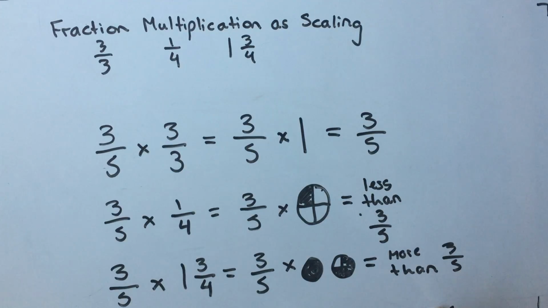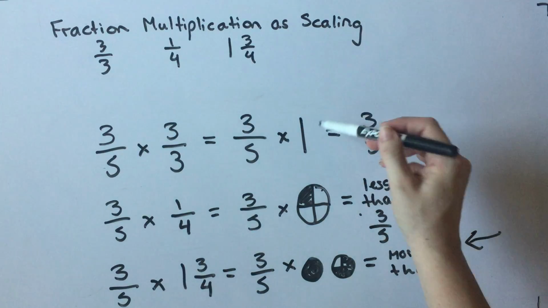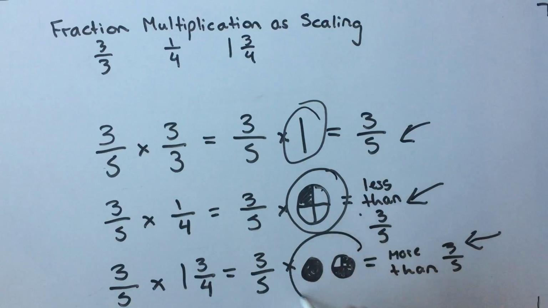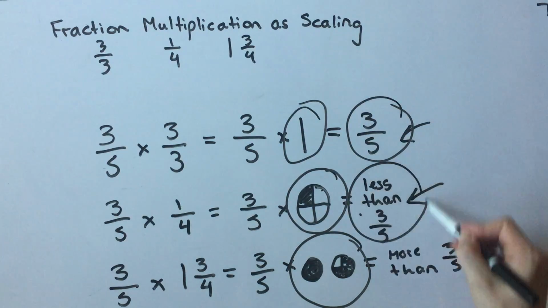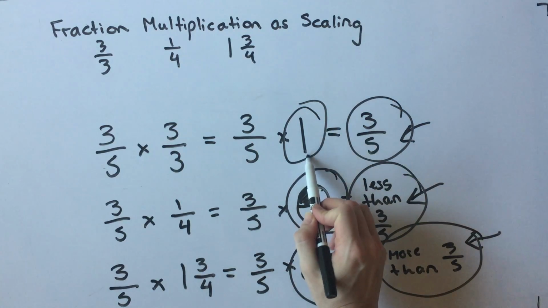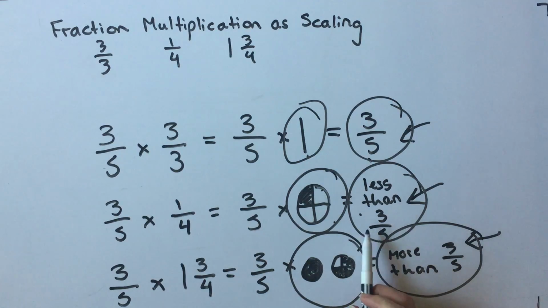So for this particular idea of multiplication of fractions by scaling, I don't actually care or need to know what the actual answer is. I just need to know, is it going to be 1 that I'm doing it with? Is it going to be less than 1 or is it going to be more than 1? Because the answer is going to be the same, less than, or more than. That's all I care about. So if it's 1, it's going to be the same. If it's a fraction that is less than 1, it's going to be less than that original fraction. And if it is a fraction that is more than 1, it is going to be more than that original fraction.